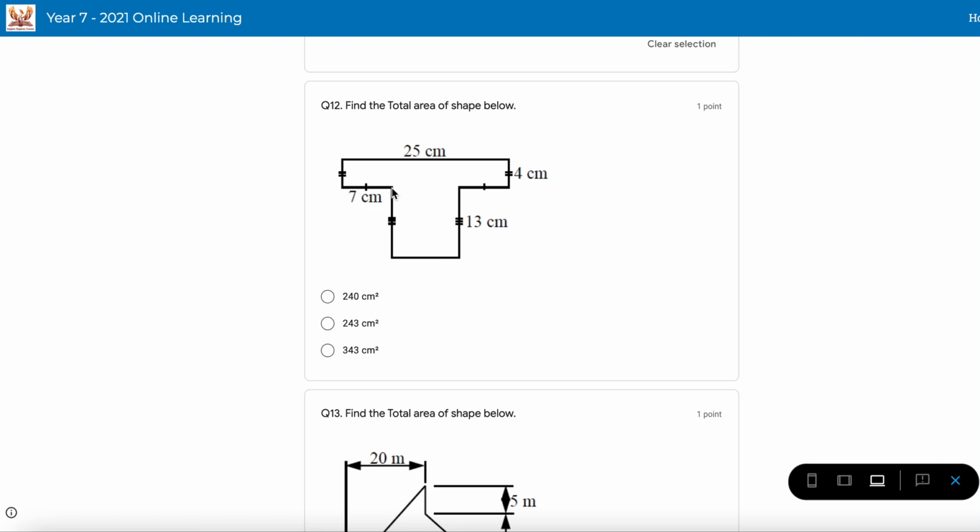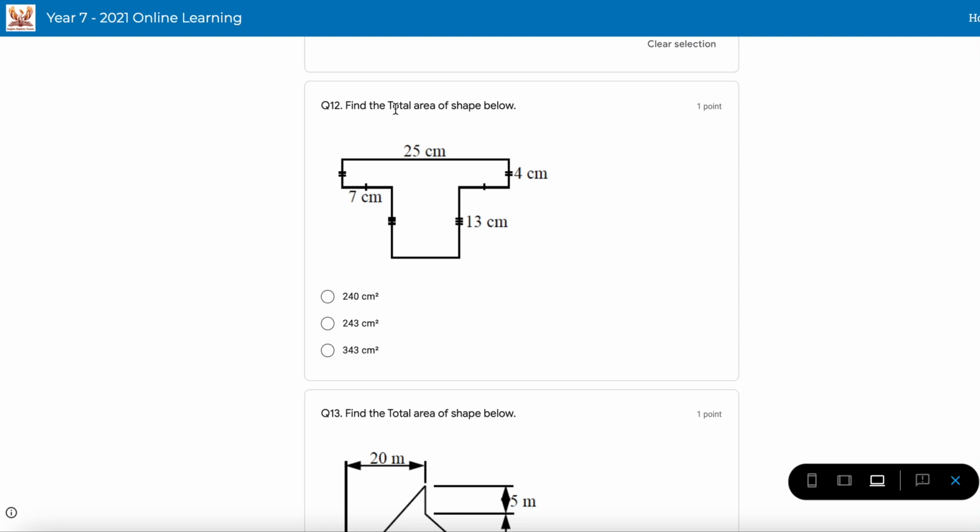So I've sliced it along here. I can find the area of this long rectangle pretty easily because the area of a rectangle is just length times width. I've got the length of my long rectangle. It's 25 centimeters. And I've got the width here, which is 4 centimeters. So 25 times 4, that's 100 square centimeters. That's just going to be the area of that long skinny rectangle at the top. So I'll write that down, 100 square centimeters for this shape here.